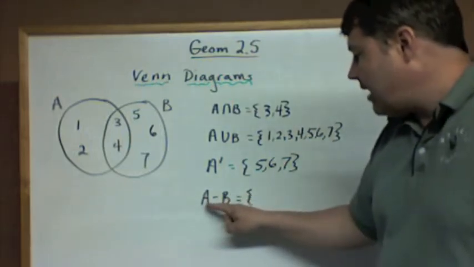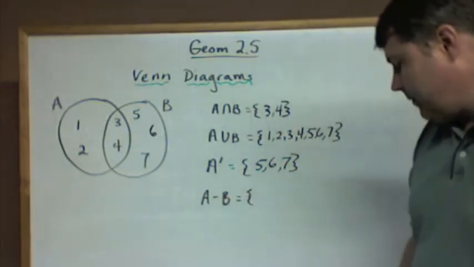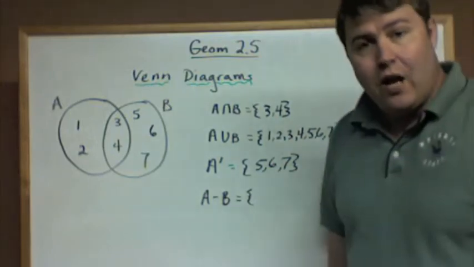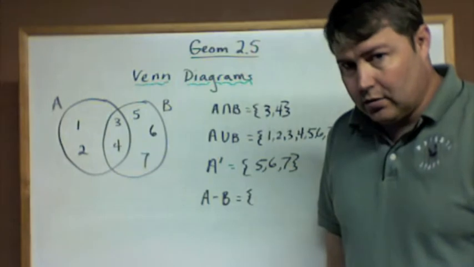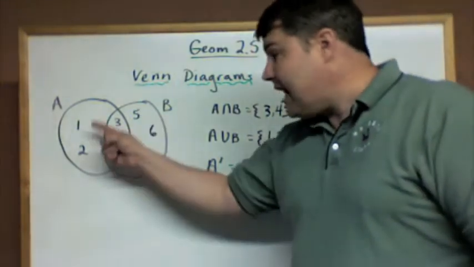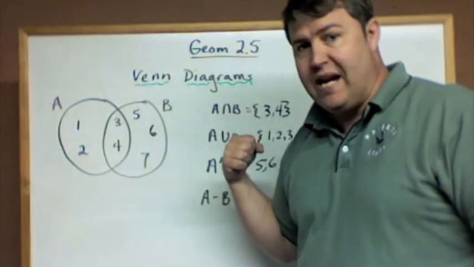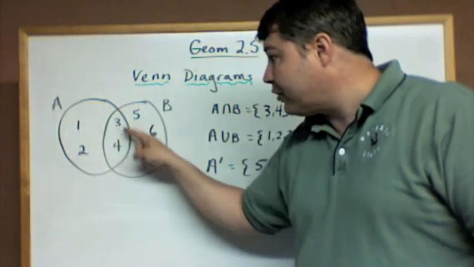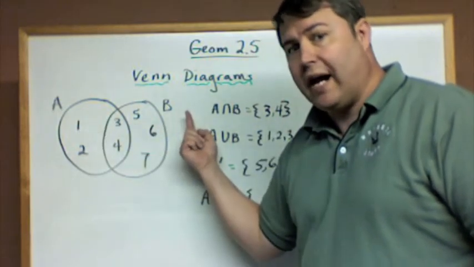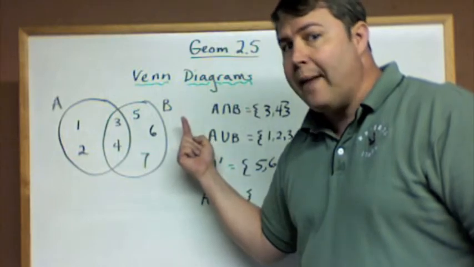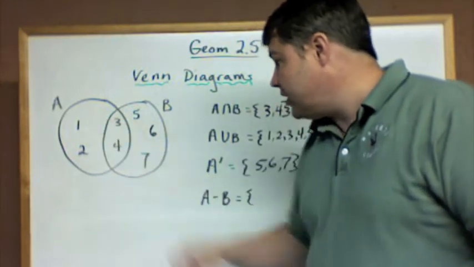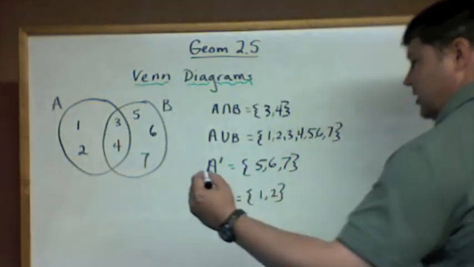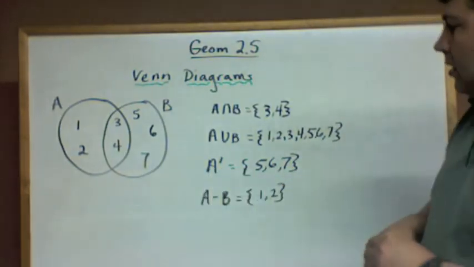All right, now we come down to A minus B. And that would be read as all A that's not in B. So what things are in A that are not also in B? Well, the things that are in A are 1, 2, 3, 4, but 3 and 4 are also in B, so they won't count. The things that are in A but not in B, 1 and 2. 1 and 2.